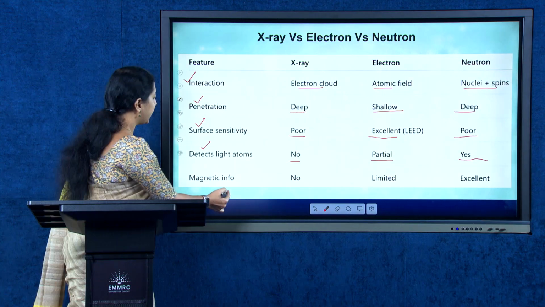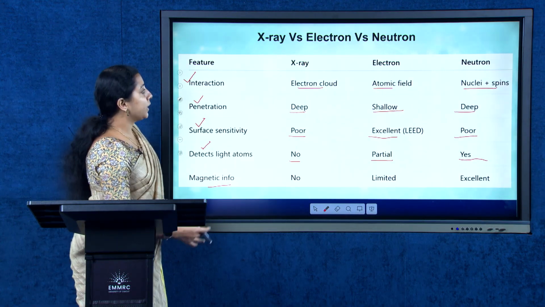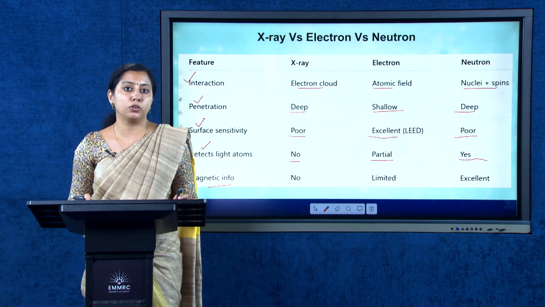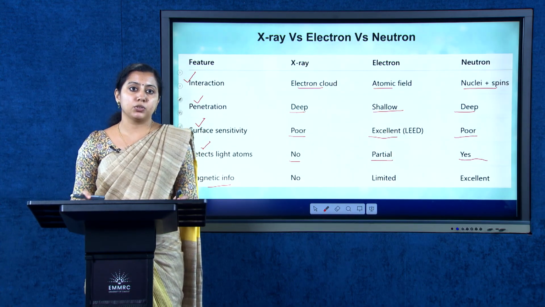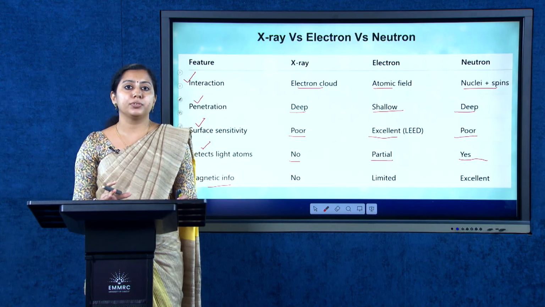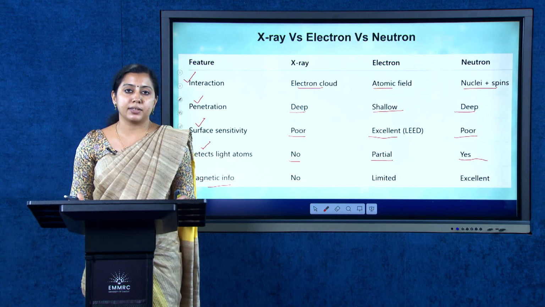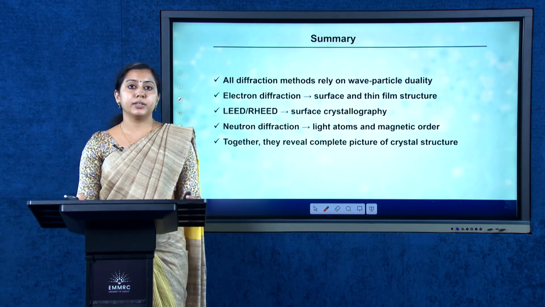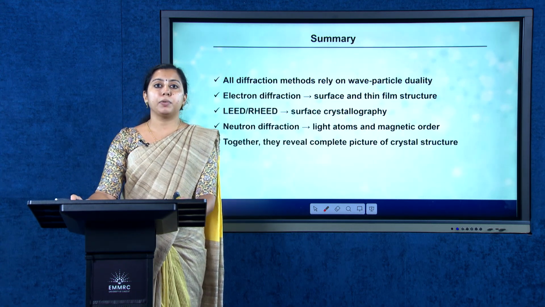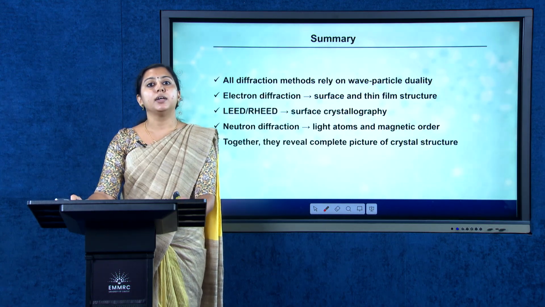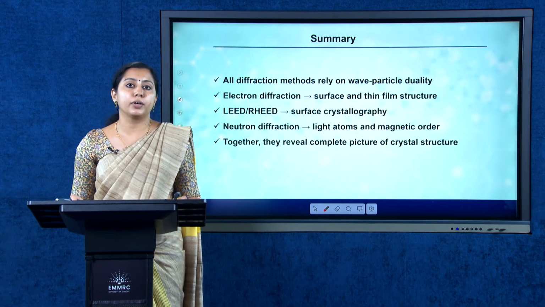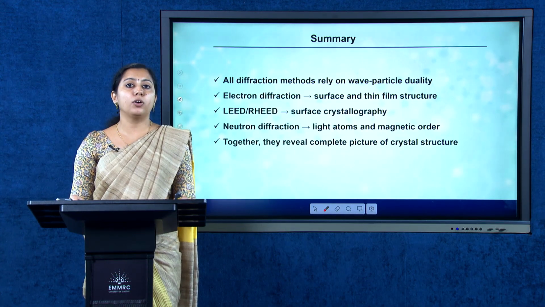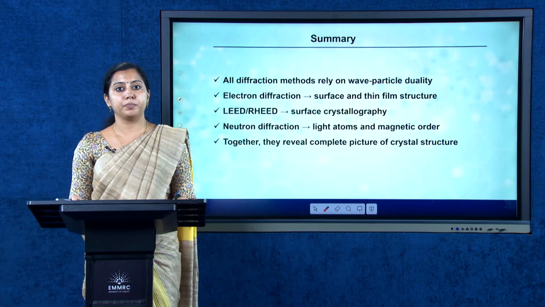Now, about the magnetic information. Magnetic information is possible only in the neutron diffraction method and not in X-rays and electrons. So, these are the properties of the 3 methods, X-ray, electron as well as neutron diffraction methods. So, in this session, we have discussed 2 diffraction methods, namely electron and neutron diffraction by crystals. All diffraction methods rely on the wave particle duality of matter.